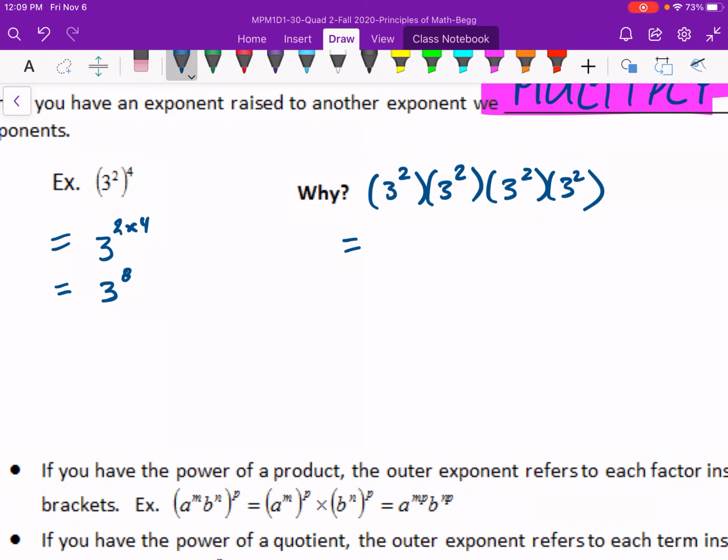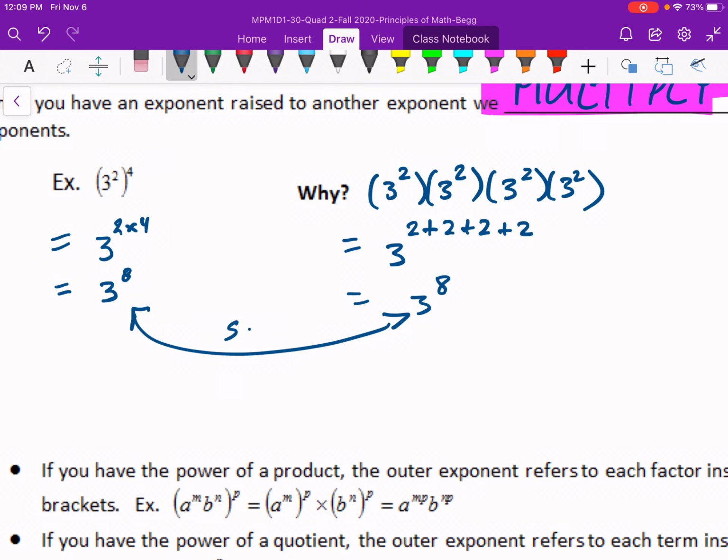And then using, again, the previous law from yesterday, that's the same as 3 to the 2. And we're multiplying all those powers together. We'd add the exponents, but that's the same as 3 to the 8. So that's why it's the same.